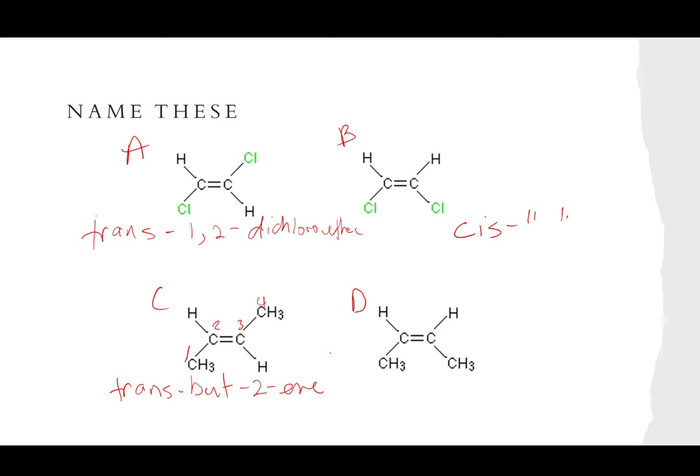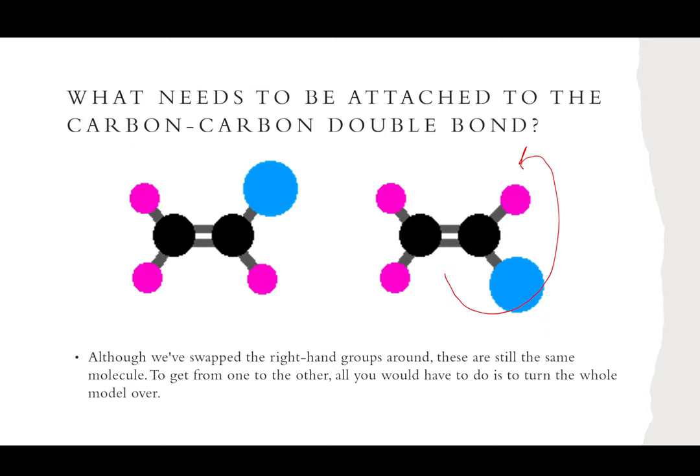So what needs to be attached to the carbon-carbon double bond, right? Although we've swapped the right-hand groups around, this is still the same molecule. These are not isomers. You guys can see it's the same molecule, right? If you flip this upside down, it's the same molecule. So if you flip that over, we know that it's the same molecule. So that's not going to work.